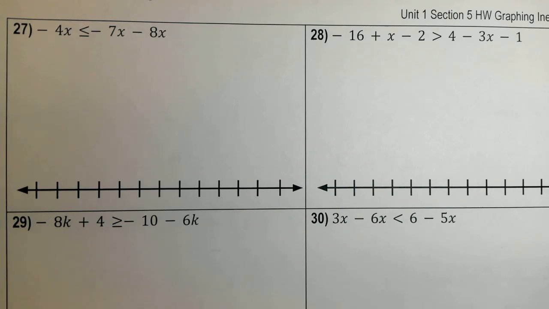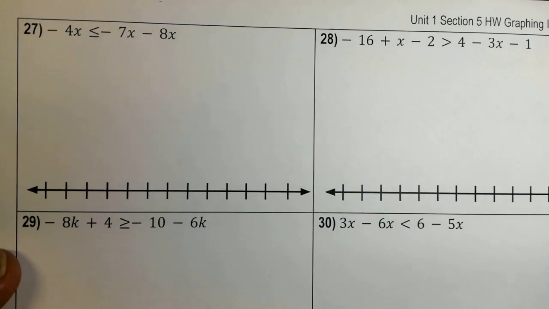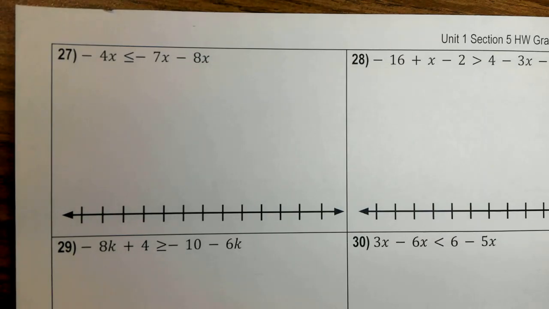Okay, this is Unit 1, Section 5 homework. This is the back, page 27 to 34. Okay, so it gets a little complicated on the back. That's okay. Got to have a challenge, right?